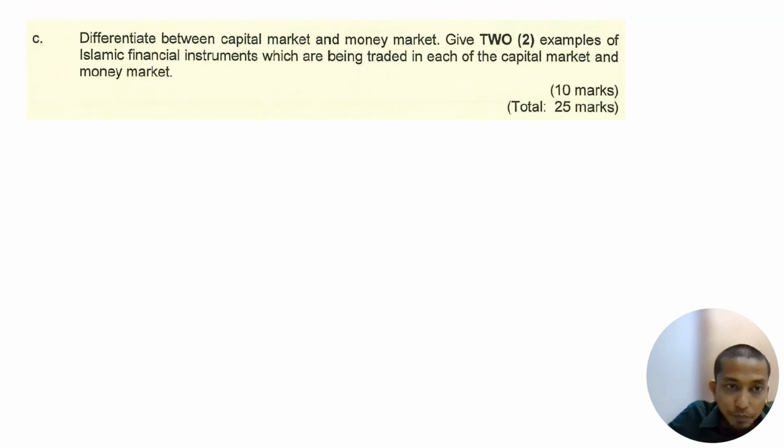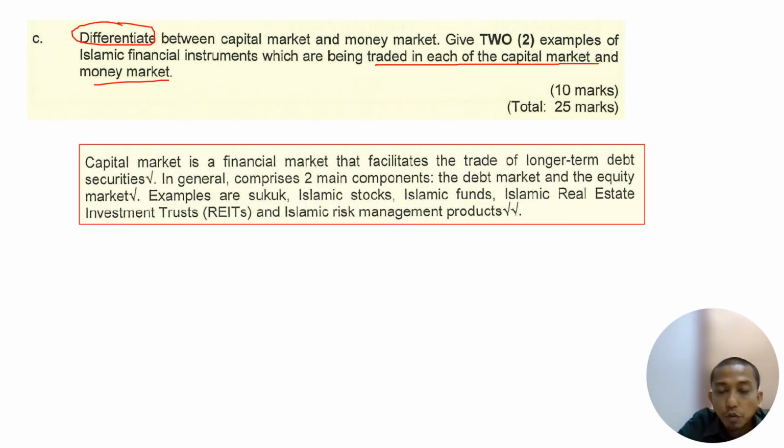Okay, differentiate between capital market and money market. Give two examples of Islamic market instruments traded in each of the capital market and money market. Again, differentiate, 10 marks here. First, what is the capital market? The capital market is a financial market that facilitates the trade of long-term debt securities. The two main components are the debt market and the equity market.